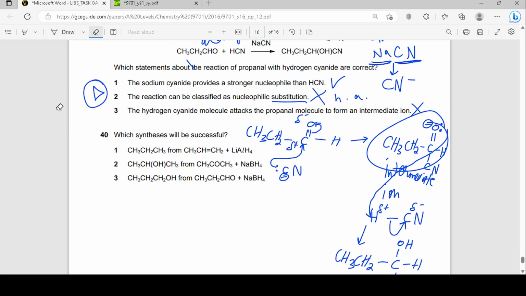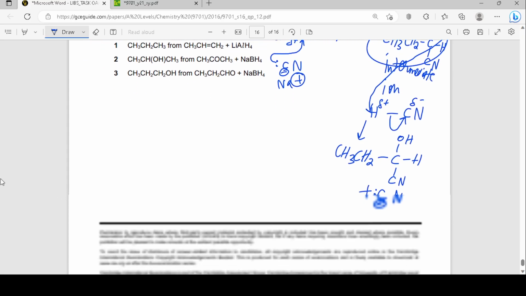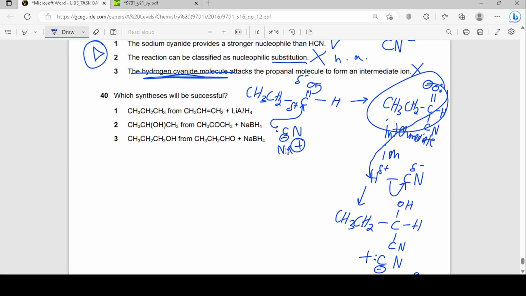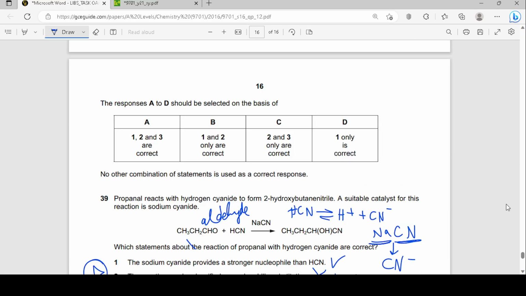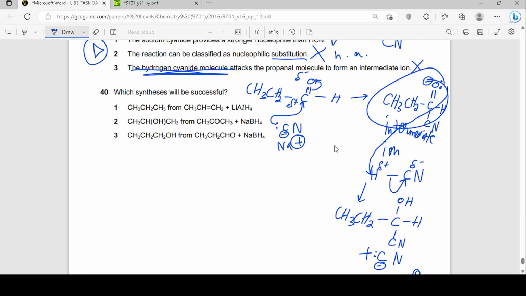So, wait a second. This is the hydrogen cyanide molecule. Yeah, it's wrong, right? Because I just mentioned it right now and I still said it. Okay, but basically this Na plus is being regenerated, right? Na plus CN minus, and then Na plus CN minus is being regenerated here.